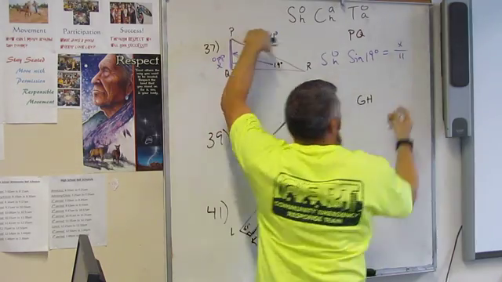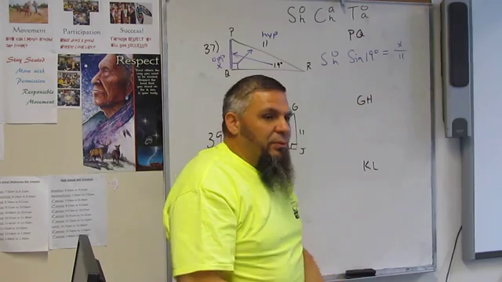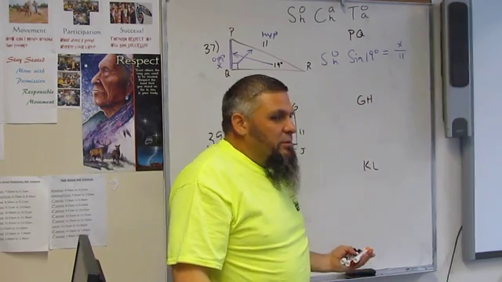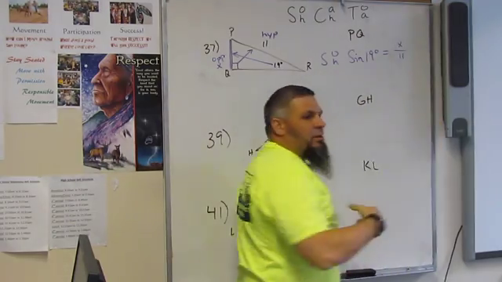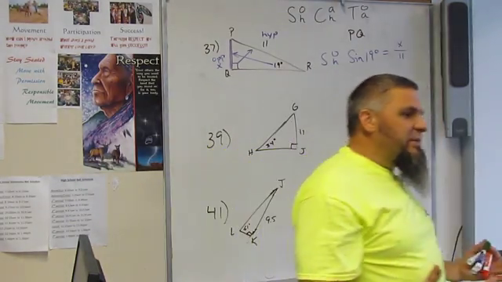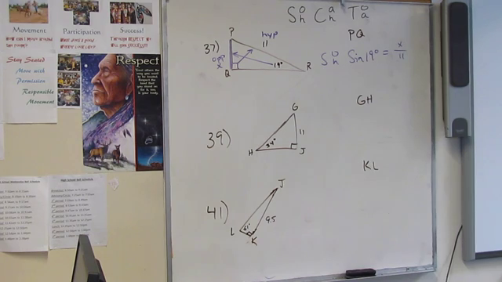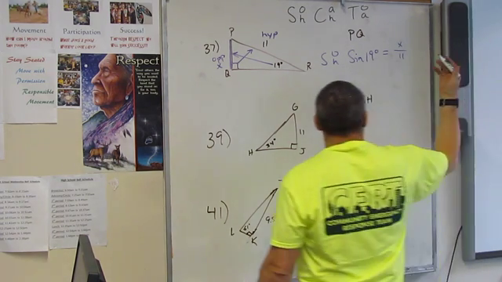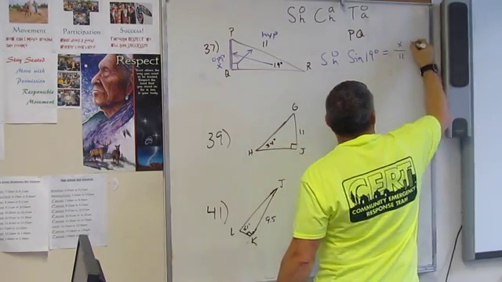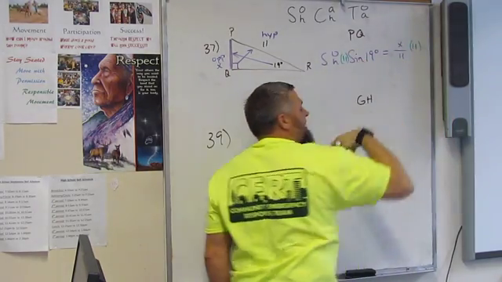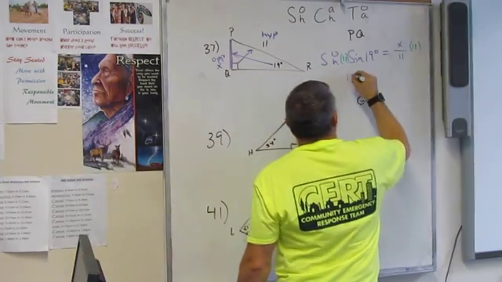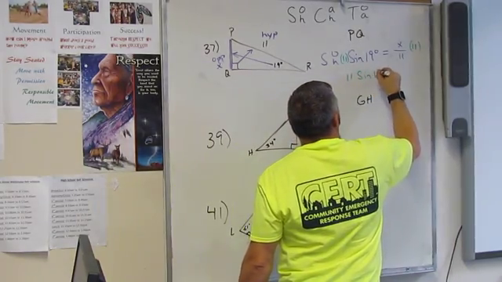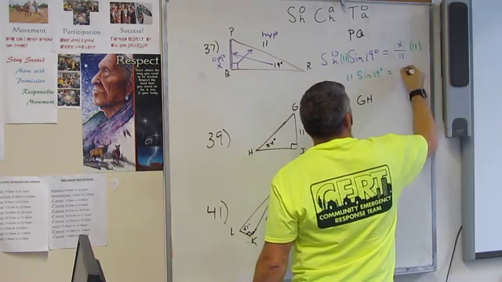So I've got my 11. And then we just solve. Just solve it using algebra. So if we're dividing by 11, how do I fix that? What's the opposite of dividing by 11? Multiply. So that's all we're going to do. Change your color. Multiply it by 11 on both sides. What did I do to one side? I got to do to the other. Right? Okay. So I've got 11 sine 19 equals X.